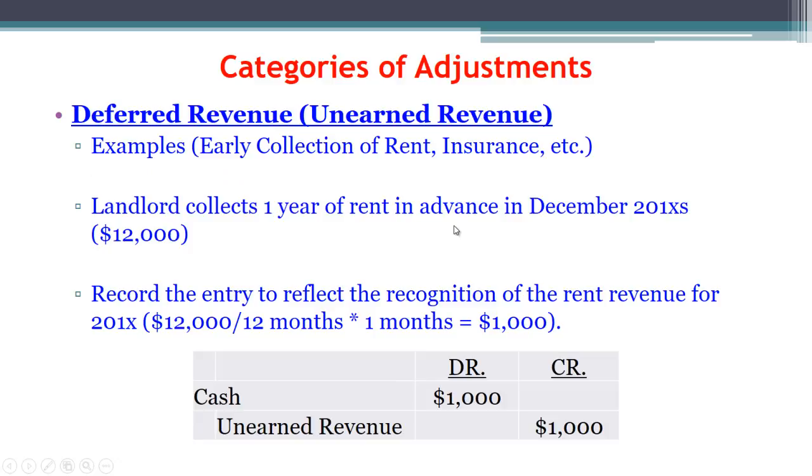So here we have deferred revenues, sometimes referred to as unearned revenues. In these situations, we've collected a lot of money in advance, but we can't count it as revenue yet. So instead, we just have to record it as cash, and it's going to be a liability because we owe something to the customer until we provide whatever service. Early collection of rent, early collection of insurance, these are all examples. So let's take a situation where we are a landlord and we collect 1 year of rent in advance in December of whatever year, $12,000, $1,000 per month.